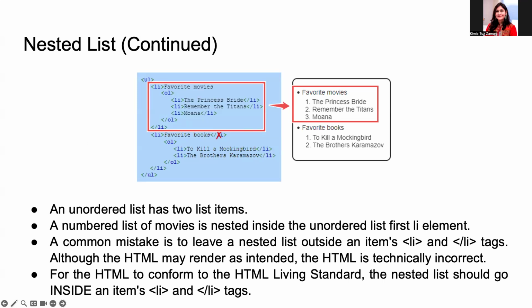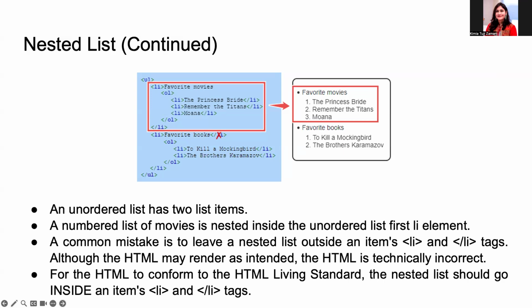So here we see an example of the nested list. The main list is unordered and it has two items, favorite movies and favorite books. Inside the favorite movies item, we added a numbered list using the OL tag. Each movie title, like The Princess Bride or Moana, is inside its own list tag within that ordered list.